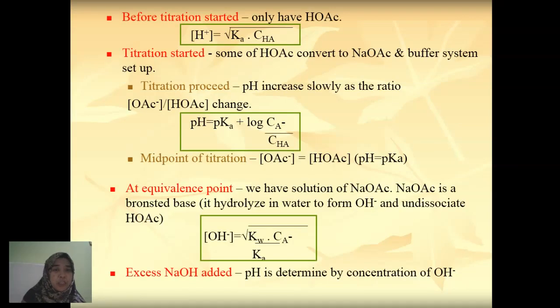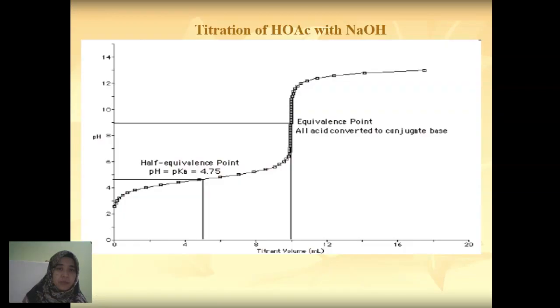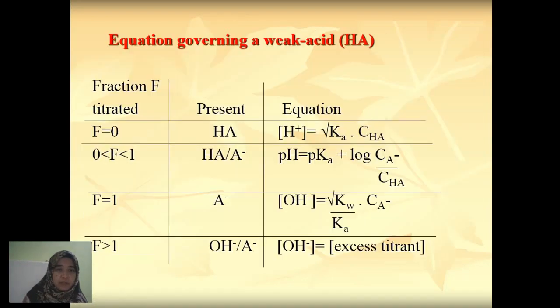To perform the titration curve, we have to identify 4 points: before titration started, before the equivalent point, equivalent point, and excess of the titrant. So this is how the titration curve will look like.